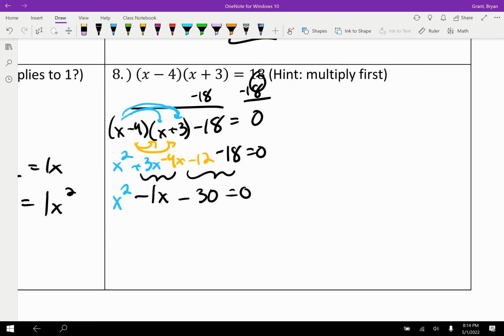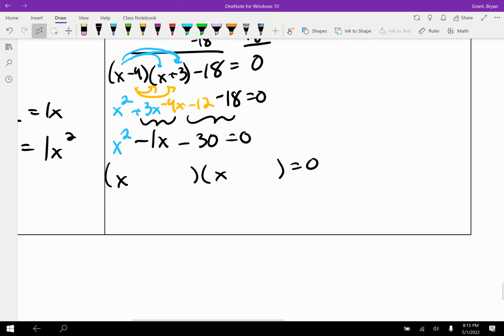Can we factor this? You might say, why would we factor? That's just going to be what we started. But are you sure? Let's try it. What times what gets you negative 30 and adds to make negative 1? Well, seeing this negative here tells me that whatever they add to, they're going to be 1 apart. So what are the factors of 30 that are 1 apart? That's 5 and 6, isn't it? 5 times 6 is 30. And if you do positive 5 minus 6, you get negative 1.